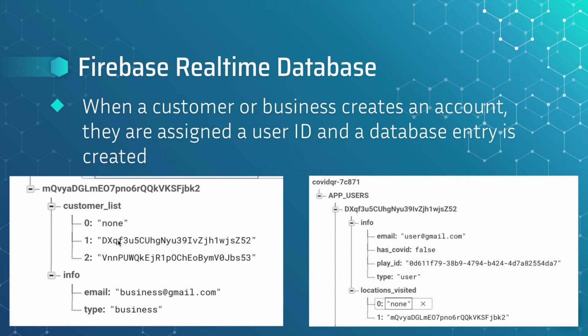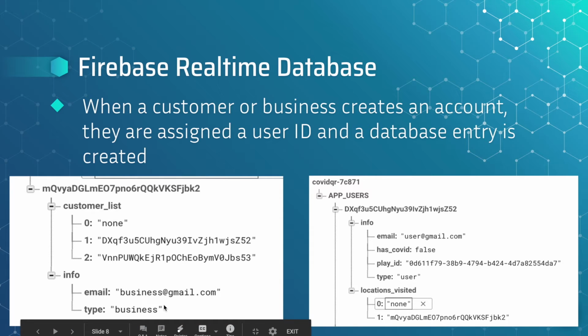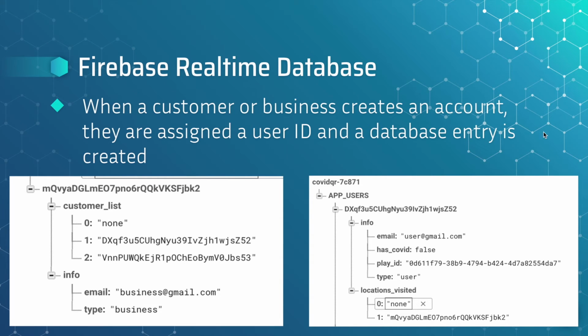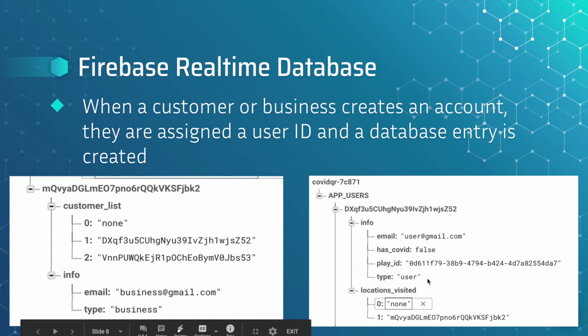As you can see, on the left side is an example of a business's entry in the database. It stores a list of the customers who have visited, as well as some information about them. On the right side, you can see an example of a customer entry, which contains some different information and locations visited.